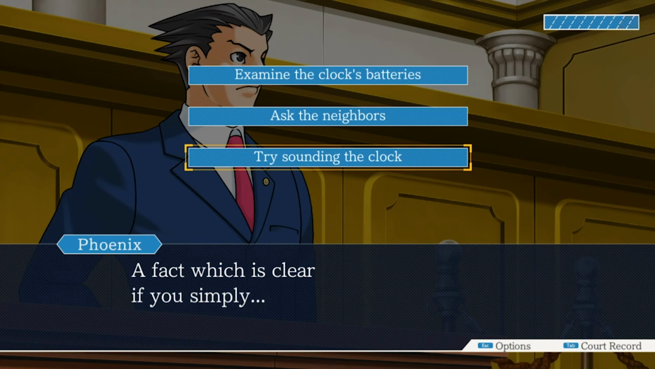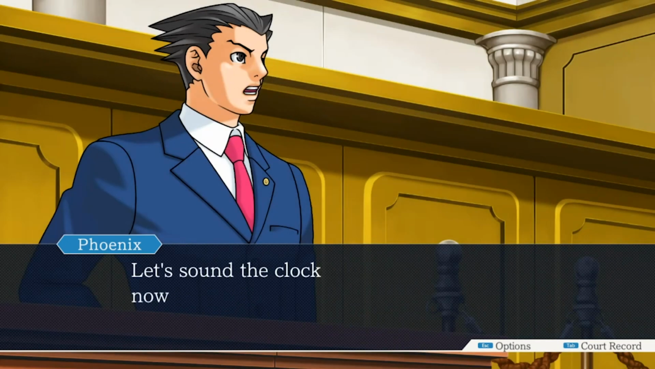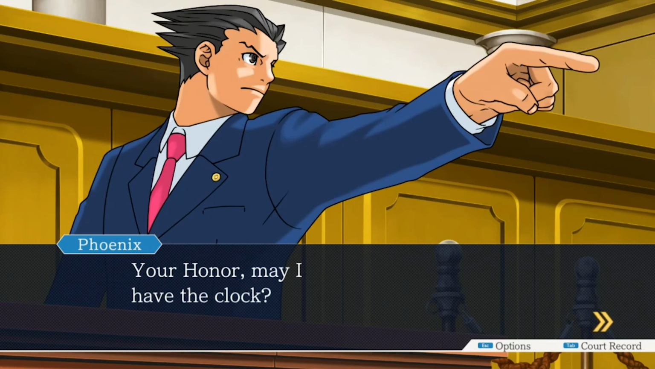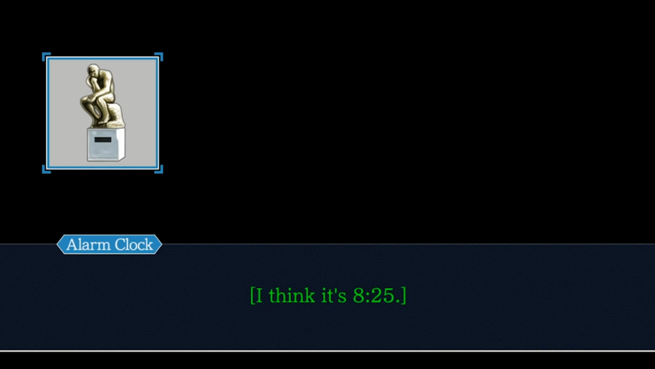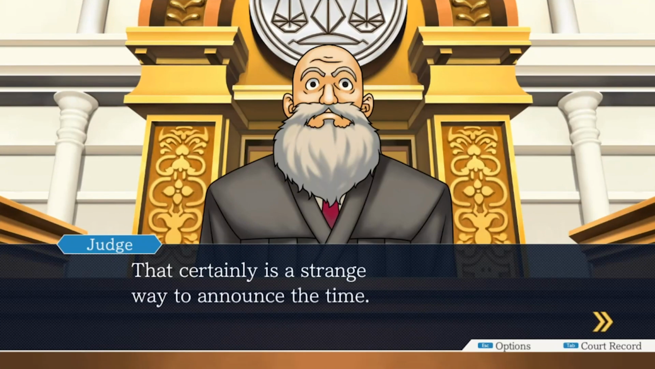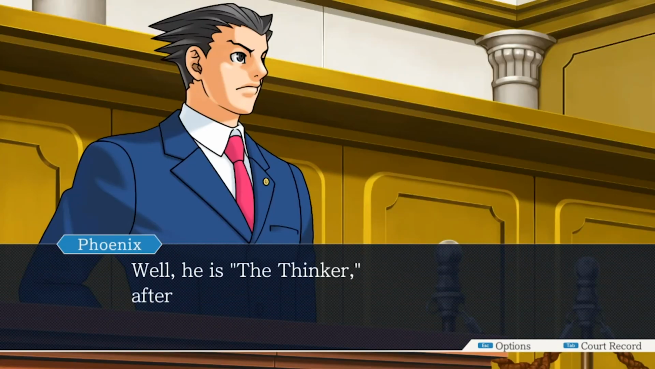Yes. So he wants to know if it made a sound, though, right? Pretty much. Okay. Let's go with the clock sound now, here in this court. Your Honor, may I have the clock? I ask the court to listen very carefully. Beep. I think it's 8:25. That certainly is a strange way to announce time. Well, he is the thinker, after all.